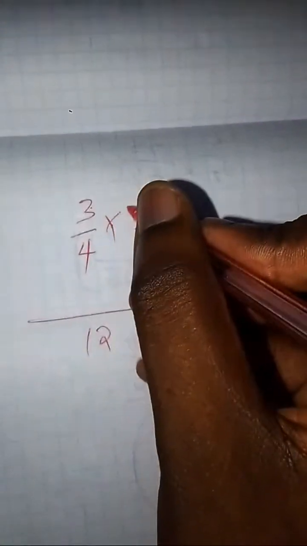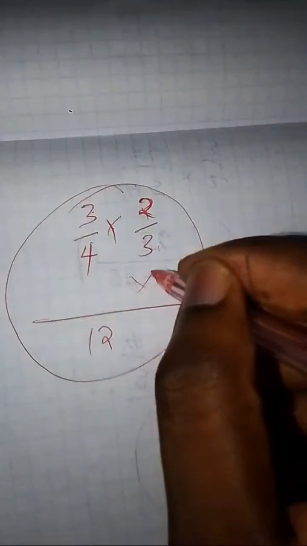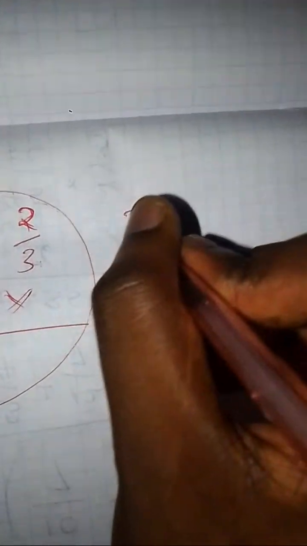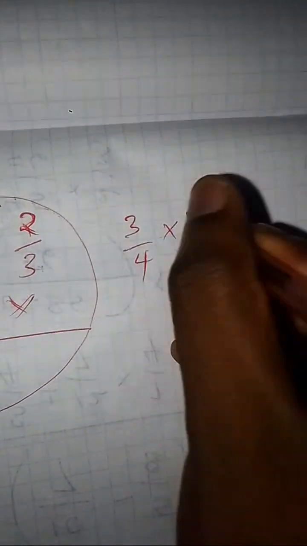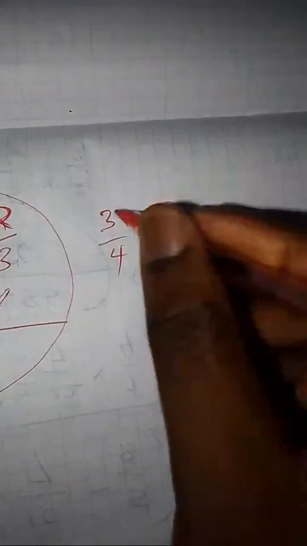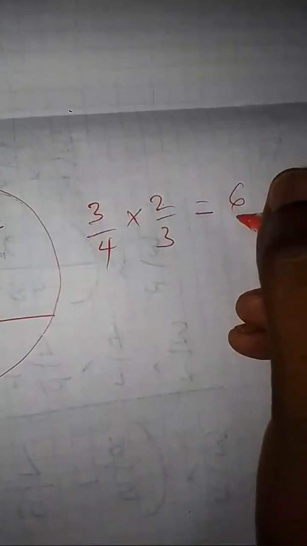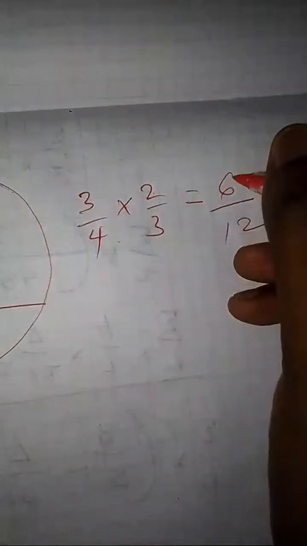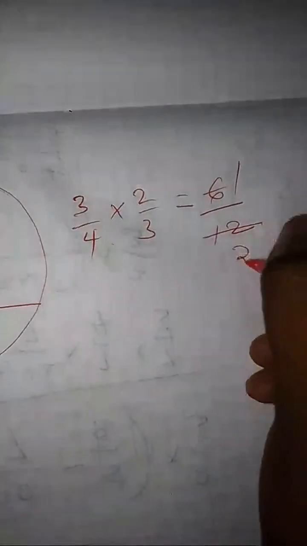Some people usually do it this way, and this one you are not supposed to work it out. So when you're given such a sum, you just take it 3 out of 4 multiplied by 2 out of 3. So here you're just going to work it out directly. 3 multiplied by 2 is 6 all over 4 multiplied by 3 is 12. Then from there you cancel 6 here once, 6 into 12, 2. Then the answer is a half, that is 1 over 2.